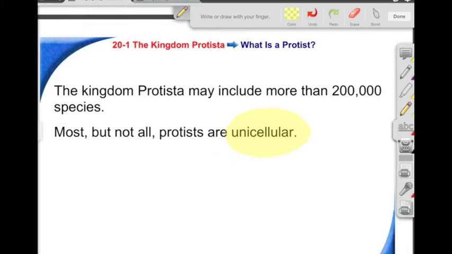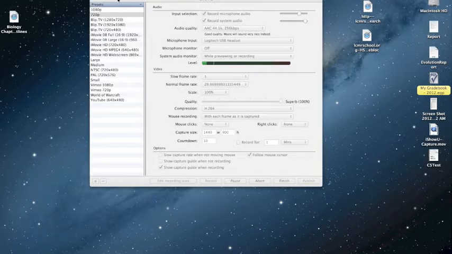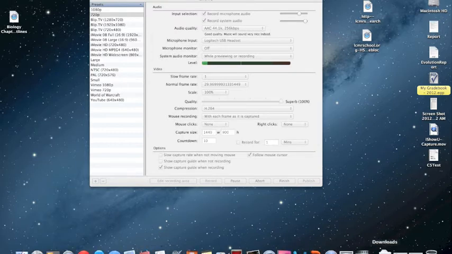Let's stop for a second. We'll take a look at those now, and then we'll come back and get a little bit more into examples of Kingdom Protista. So I'll just pop out a reflection for just one sec, and go back to computer mode here.